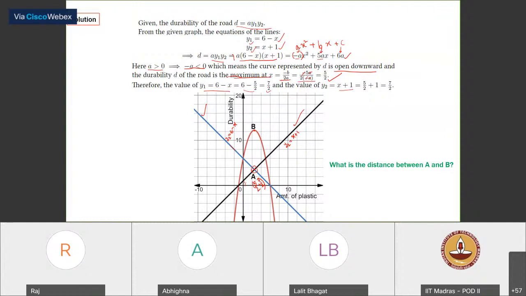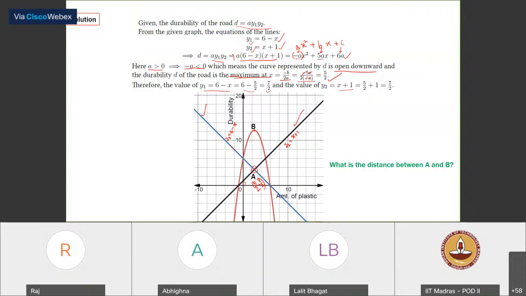See, the question is about the durability, they are not asking for the maximum combination of plastic. If they asked for the maximum combination of plastic, I think point A is the right point. But here they are asking about durability, and the durability is a function of A, y1, y2. So since A is there, a quadratic comes into the picture. Because of y1, y2 there is a quadratic equation. Okay, because y1 is a constant, A is a constant.